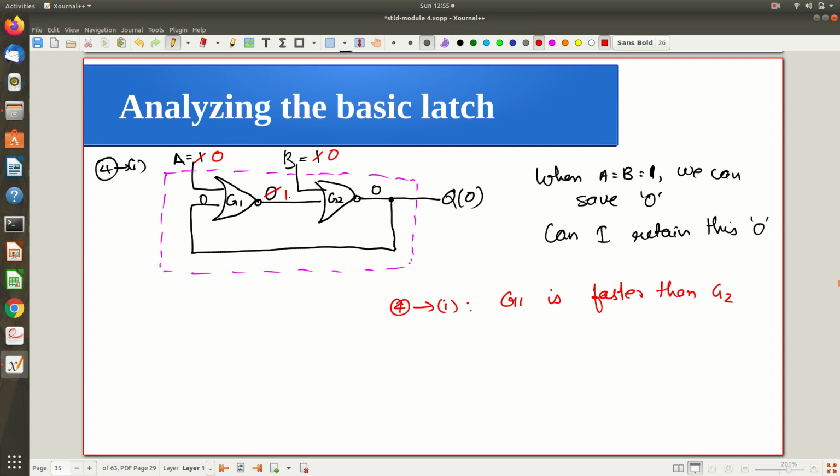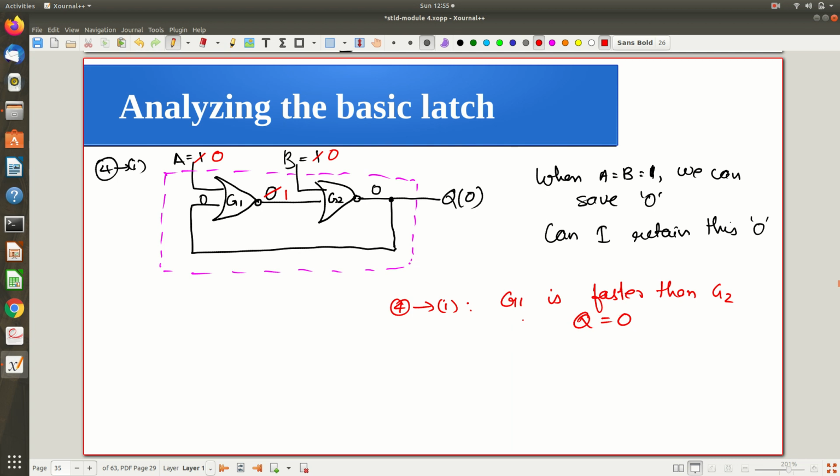So as soon as you are getting a 1 at one of the inputs of this gate 2, it will take 1 and 0 and give you a 0. So in this case you will get a 0, I mean, this q is equal to 0. Let me write it like that. So that is the first case.